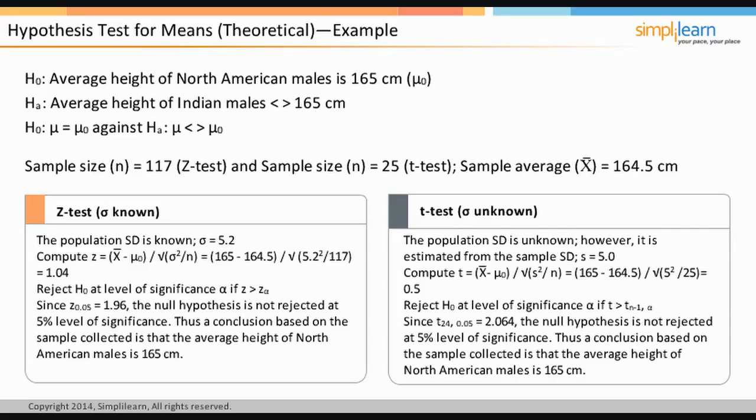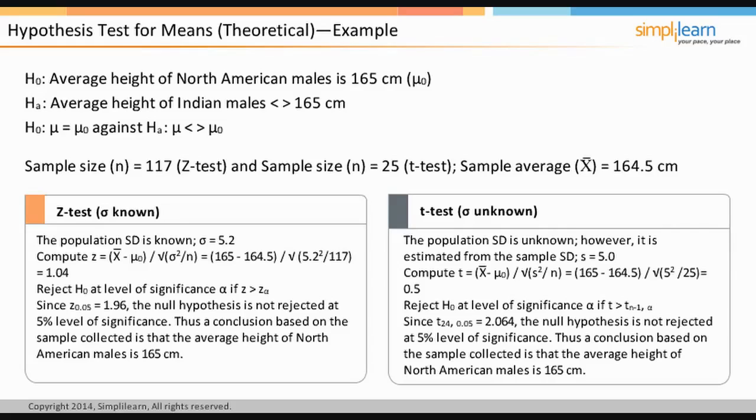The t-critical value is 2.064, and we know the t-calc value is 0.5, which is less than 2.064. Therefore, the null hypothesis cannot be rejected at 5% level of significance. Thus, a conclusion based on the sample collected is that the average height of North American males is 165 centimeters. The conclusion of not rejecting the null hypothesis is based on the assumption that the 25 males are randomly selected from all males in North America.